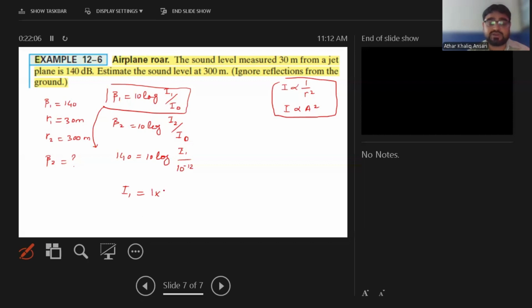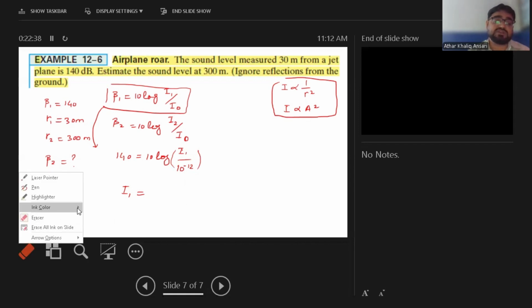Positive 14? Sure? 140 is equal to 10 log x over 10 to the power minus 12. This should be in parentheses. Can you please check again? Everybody is giving me a different answer, please. Whatever is written, just write that one.